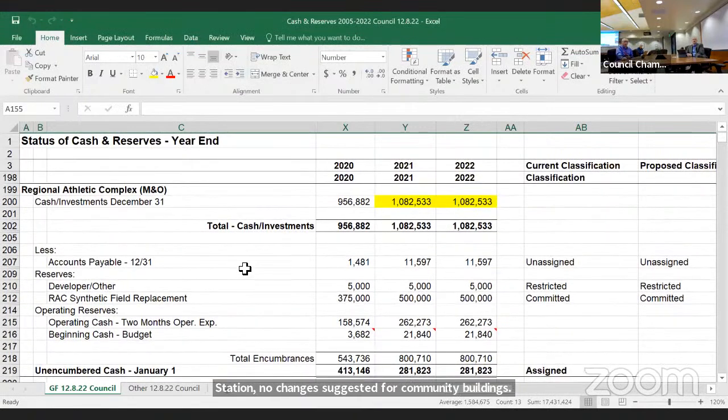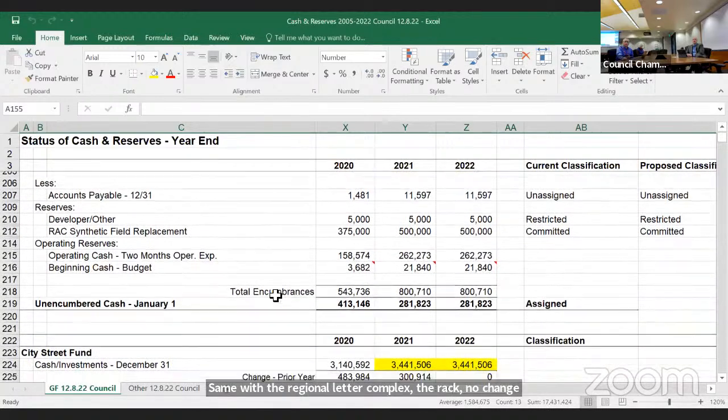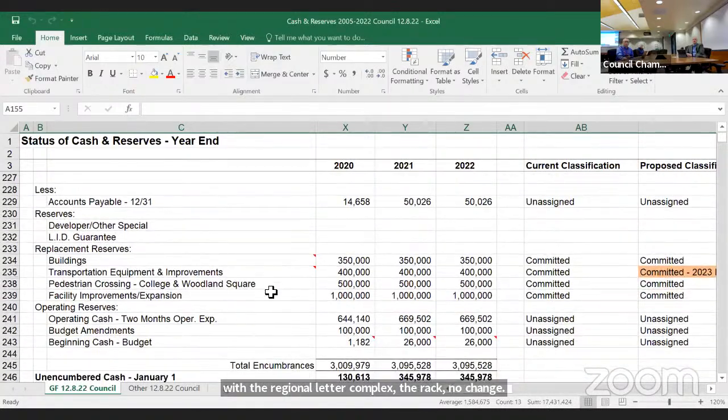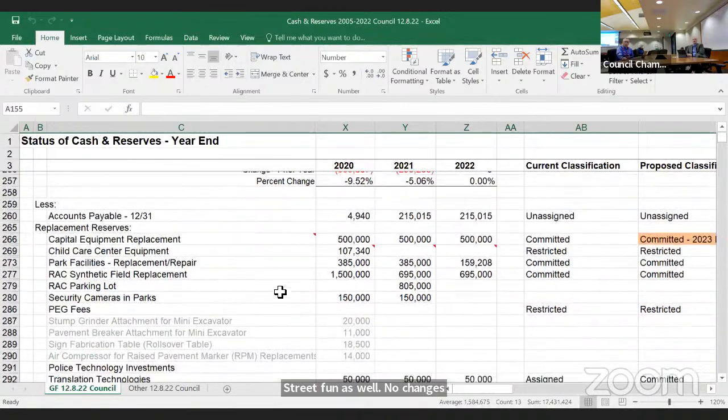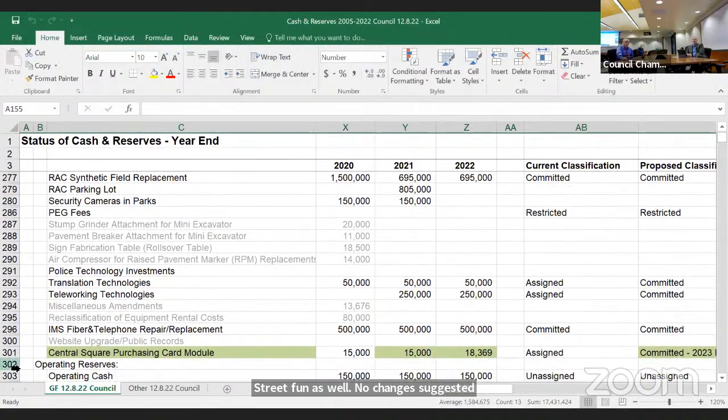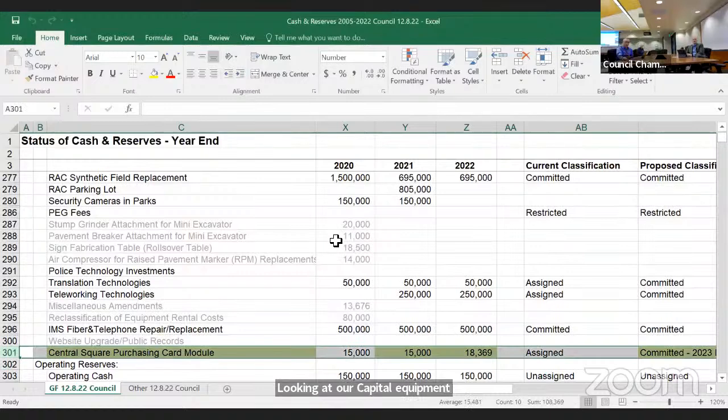Same with the regional athletic complex, the RAC, no change suggested. Street fund as well, no changes suggested. Looking at our capital equipment fund, just a small change. We would like the council to commit just over $18,000 to expand our financial software system to include a purchasing credit card module to help staff administer that program.